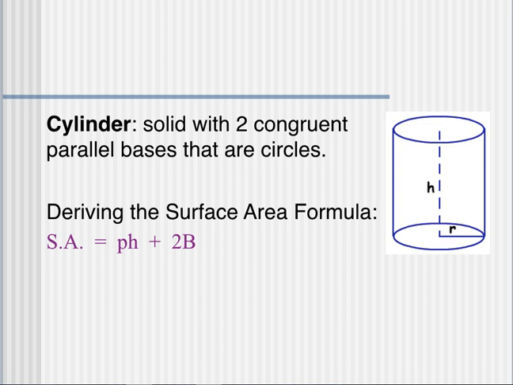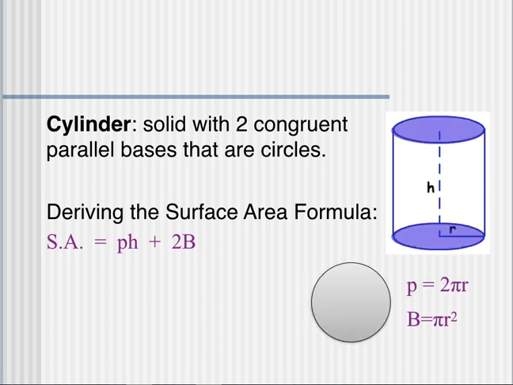Now, if we look at our bases for our cylinder, they're circles, so the perimeter is the same thing as circumference, and circumference is 2 pi r. And the capital B, area of the base, is the same thing as your formula for circle area, pi r squared. So now we know what P and capital B are.